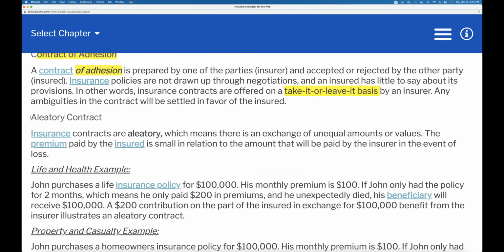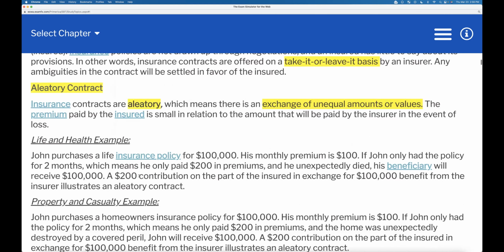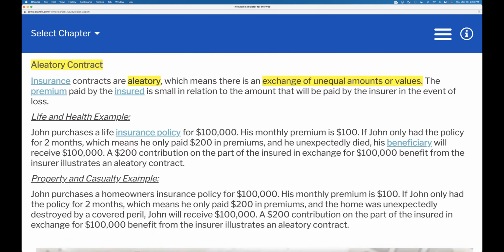Aleatory means that it's an exchange of unequal values. For example, if you buy 300,000 of insurance, you're only going to pay $100 a month. That's very unequal. How can insurance take that policy? It's because they have thousands of clients that pay $100 each, so it balances out.